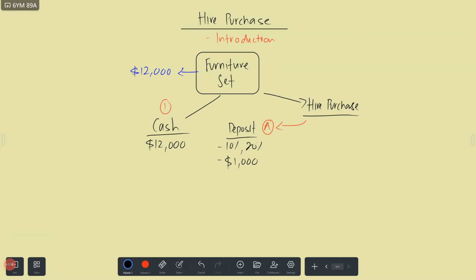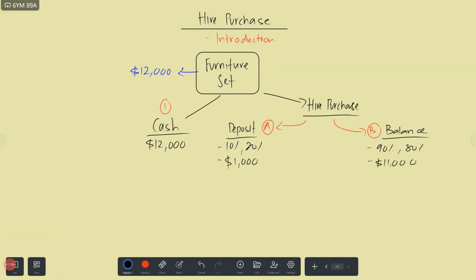The second portion of your hire purchase is your balance. After you pay a deposit, you have a balance. If the deposit is 10%, there's a balance of 90%, or in this case, $11,000 in terms of your balance.